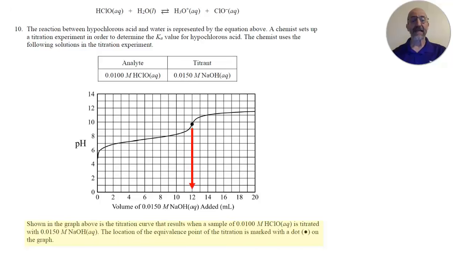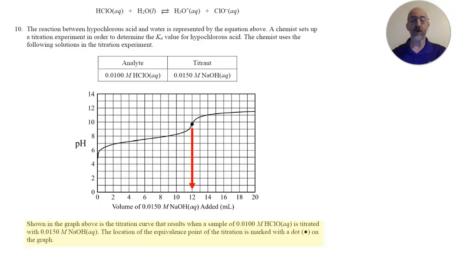Now remember, in an acid-base titration experiment, you have two different solutions, two different volumes, two different concentrations. Let's go ahead and take a look. Do we know the volume of the titrant required to reach the equivalence point? Yes, that's 12 milliliters. Do we know the concentration of that titrant, the sodium hydroxide? Yes, that's 0.0150 molar. So we know everything about the sodium hydroxide. Now, what about the analyte or the hypochlorous acid? Well, we know the concentration, 0.0100 molar. So what do we not know?